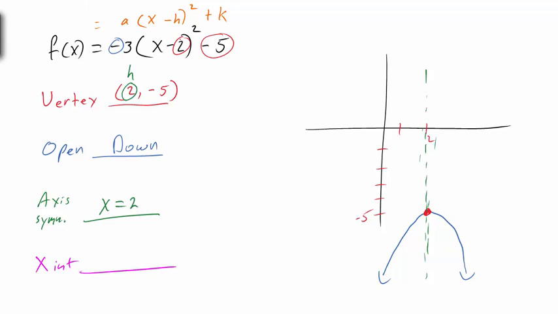And then we want to identify any x-intercepts. Well, where does this graph cross the x-axis? Well, clearly this graph is going down and our x-axis is up here, so we will not have any x-intercepts because the graph never crosses or touches the x-axis.